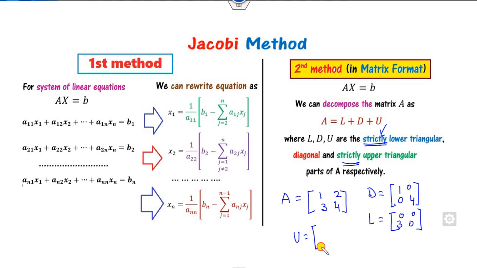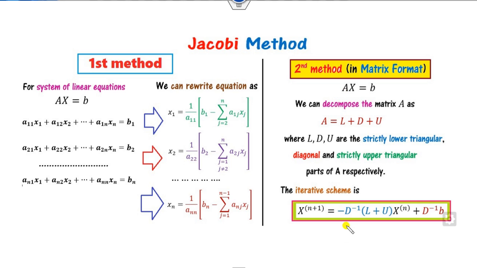What is the upper part? The diagonal values must be 0, the lower values are 0, and only the upper values remain. And you can see when you add them, it becomes my A. Then I can substitute this value of A here, then you can solve this and get the expression, as I told you earlier in the previous lecture.